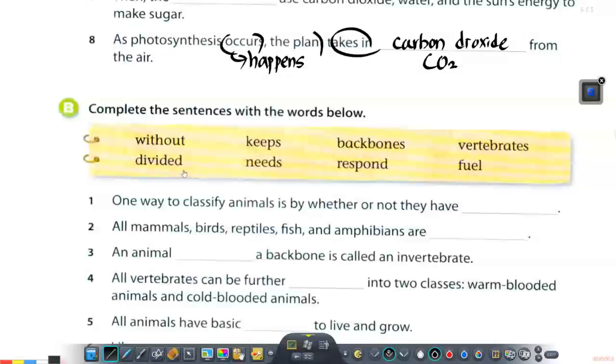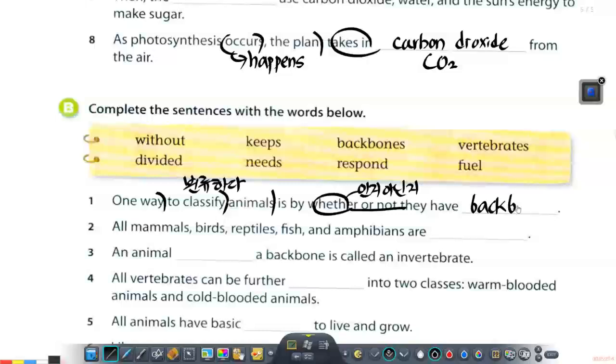Good. All right. Now number one way to classify, 분류하다, animals is by whether or not they have backbones. Good. Now, the ones that have backbones are called? It's called vertebrate. Exactly, vertebrate. What about the animals that do not have backbones are called? Invertebrate. Exactly, invertebrate. All mammals, 포유류, and birds, reptiles, 파충류, fish, and amphibians, 양서류, are all vertebrate.